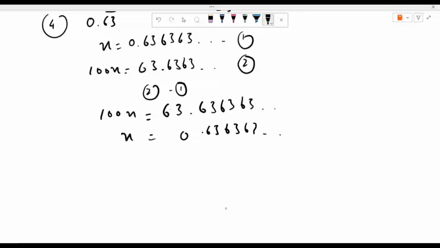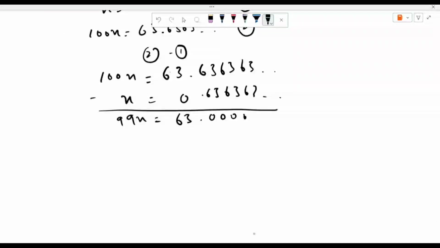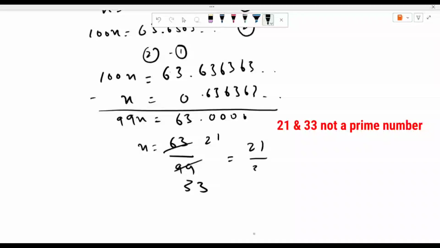So what we get, 100 minus 1 will be 99x, and 63 minus 0 will be 63, and here all will be zeros. So what is the answer for x? x equals 63 divided by 99. If I cancel out, 3 3s are 9, 3 3s are 9, 3 2s are 6, 3 1s are 3. So it will be 21 over 33. Now again in the denominator we won't get the 2 to the power m into 5 to the power n form. It is also a non-terminating repeating decimal.